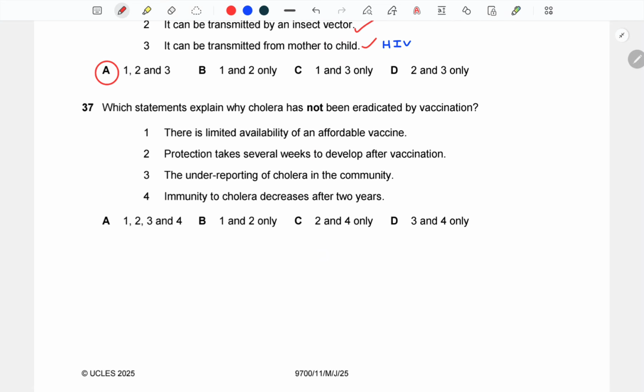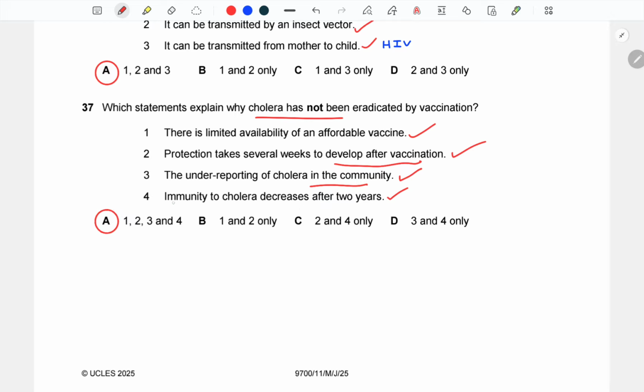37. Which statement explains why cholera has not been eradicated by vaccination? There is limited availability of an affordable vaccine, that is correct. Protection takes several weeks to develop after vaccination, correct. The underreporting of cholera in the community, correct. And the immunity to cholera decreases after 2 years. That is also correct. All of these options are basically examples, reasons why cholera has not been eradicated by vaccination as of yet. So should be A.